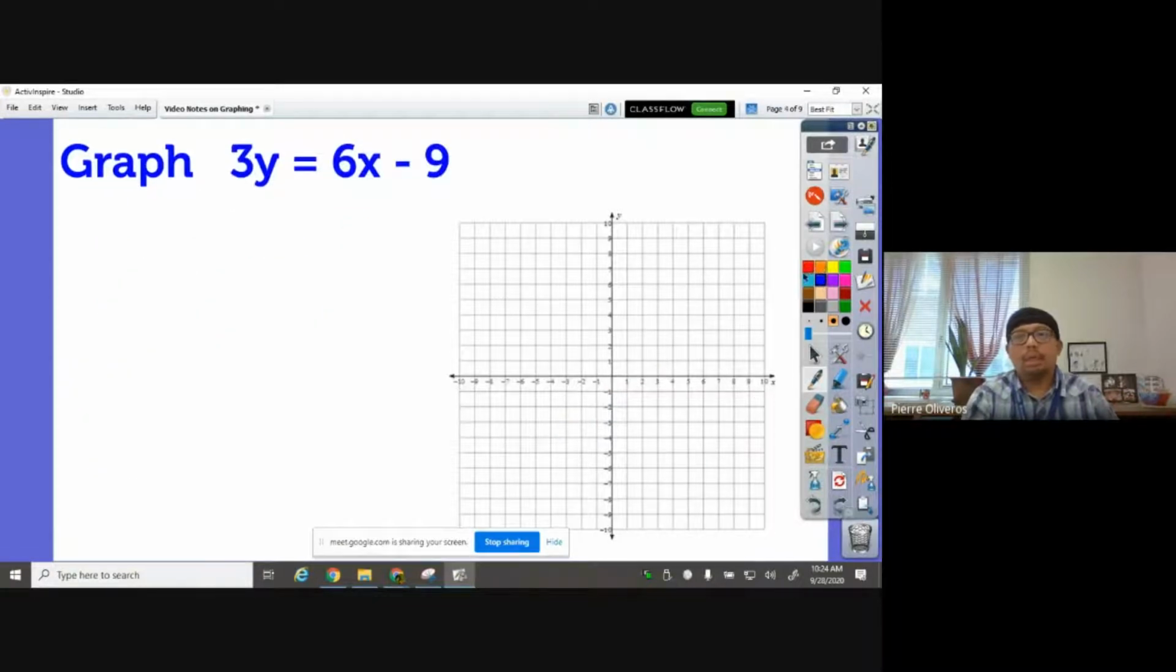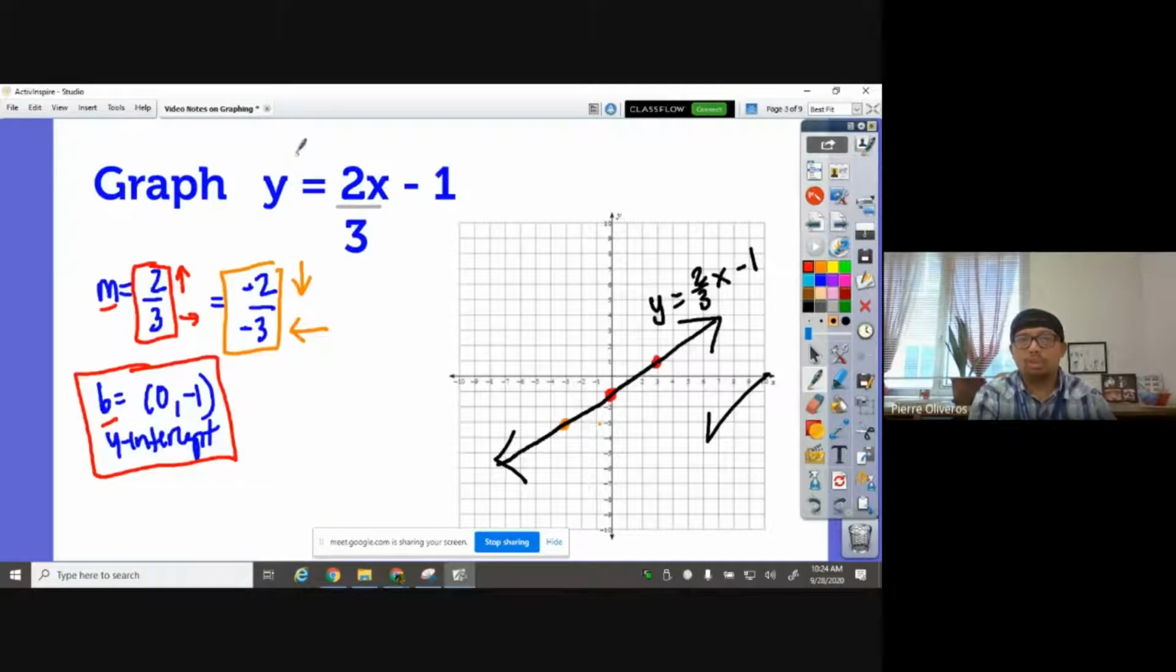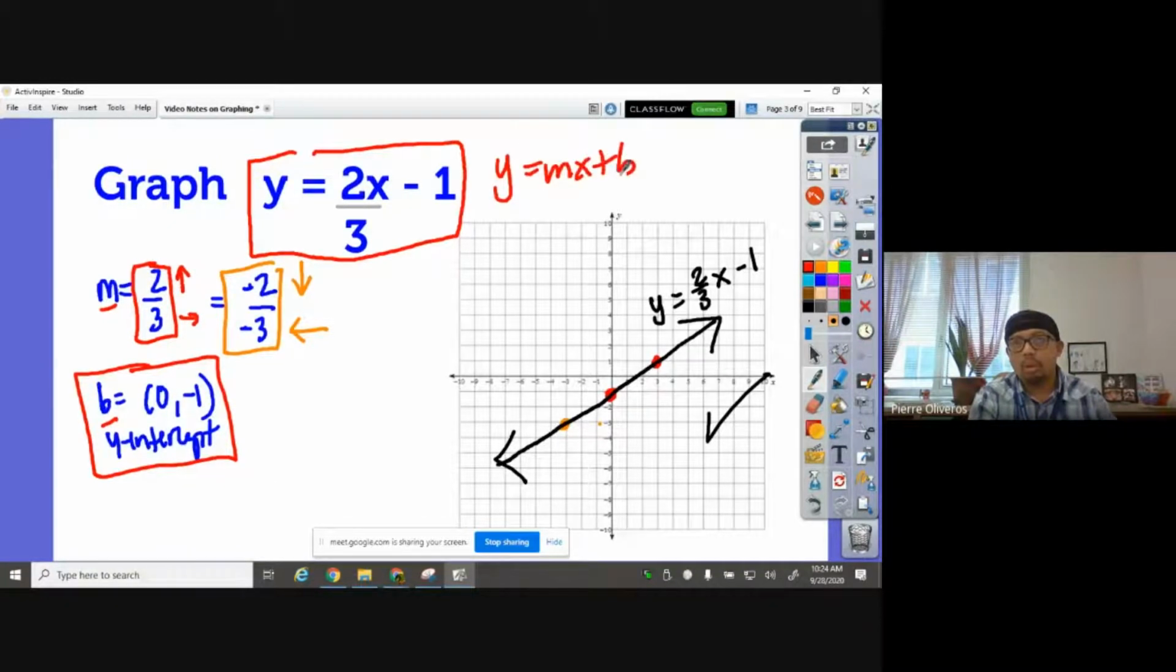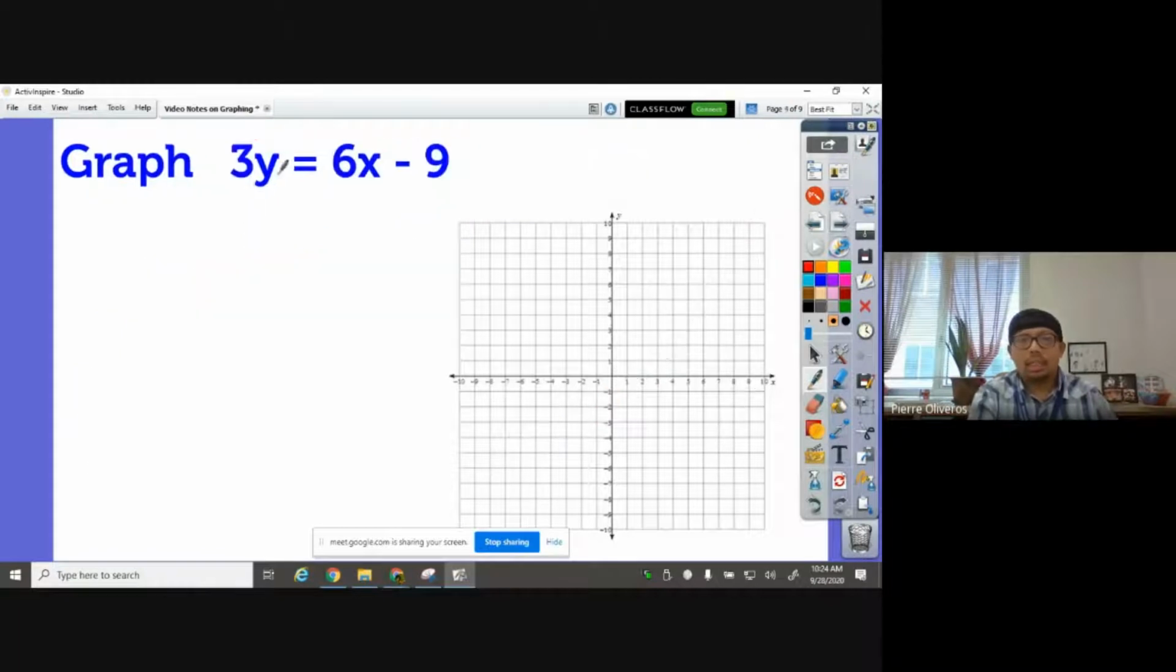Now this time, graph 3y equals 6x minus 9. Is y by itself? If you remember, in the slope intercept form y equals mx plus b, y is by itself. Here it's not, because there's a 3y. I need to get rid of the 3. What's the operation between 3 and y? It's being multiplied, so you do the opposite of that. You divide by 3 on both sides. You cancel this out, and y now is by itself. 6 divided by 3 is 2x, and negative 9 divided by 3 is negative 3.